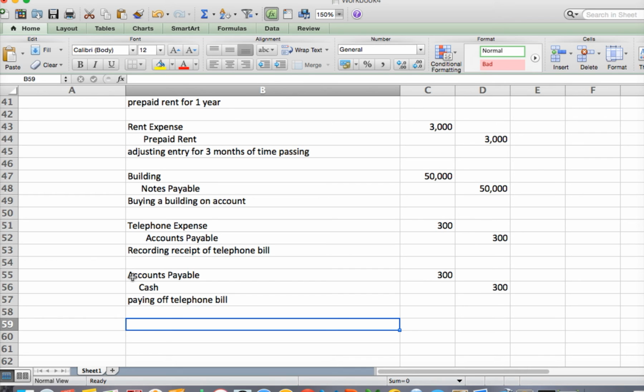So again, you got to make sure that you understand which template goes with what's actually happening in the scenario. Okay, so when you receive the bill, it's the expense and payable, and then when you pay the bill, it's the payable in cash. Okay.